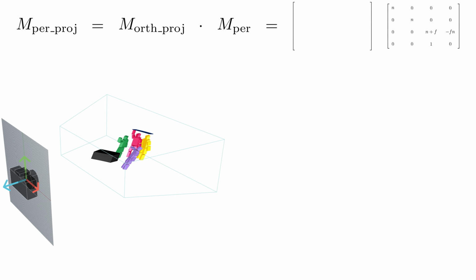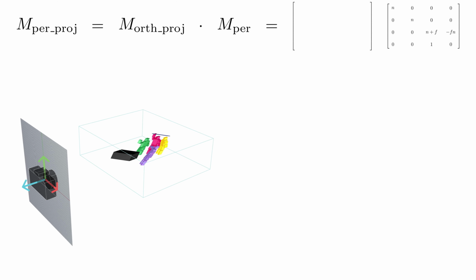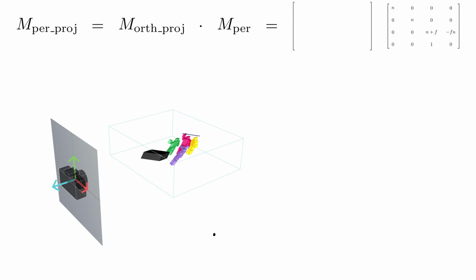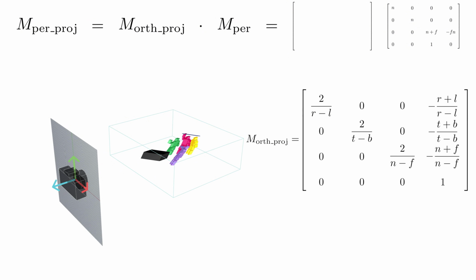Back to the video. We finished the perspective matrix. Now is the orthographic projection matrix. The orthographic projection turns a rectangular cuboid into a canonical cube. Let's unveil the orthographic projection matrix. Besides the N and F, we now have four more variables.